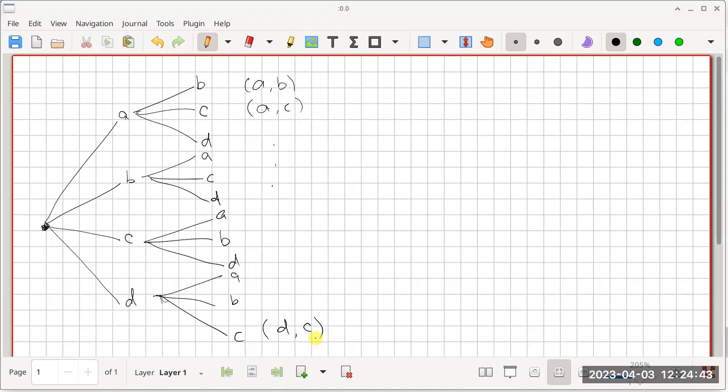Is that okay? All right. So now the question is, if I do want to end up with A, B, A, C, A, D, B, A, B, C, B, D, and so on, all the way back to the last one, which is D, C, do I really need those complicated recursive definitions? The answer is no, okay? You can set up a double loop here and get it done pretty easily.